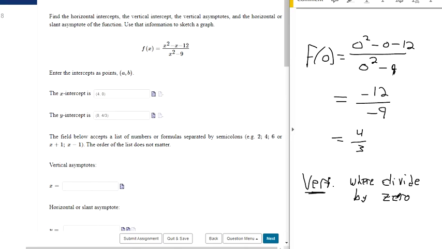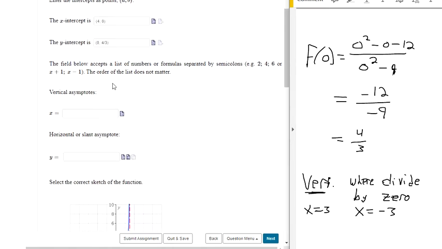So look at the bottom of the fraction. X squared minus 9. If you plug in 3, 3 squared makes 9, and 9 minus 9 makes 0. If you plug in negative 3, negative 3 squared gives us 9, 9 minus 9 makes 0. So those are the two vertical asymptotes. It says list of numbers separated by semicolons. So we're going to type 3 semicolon negative 3.